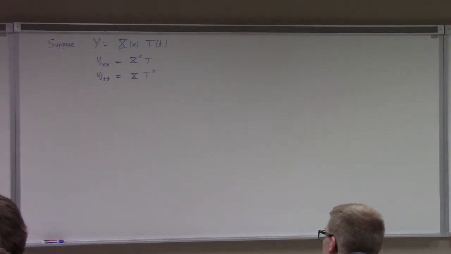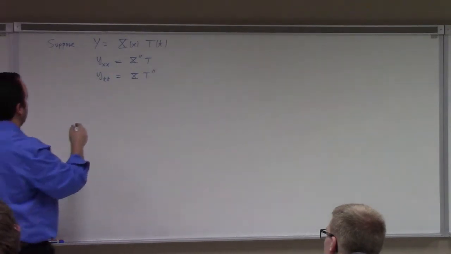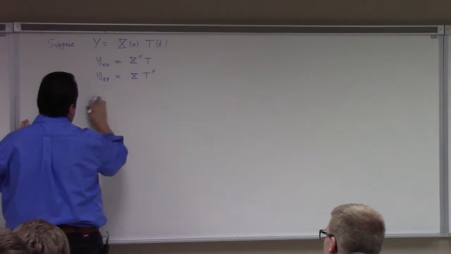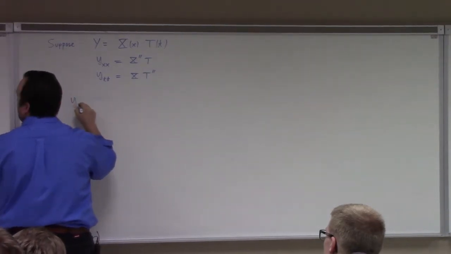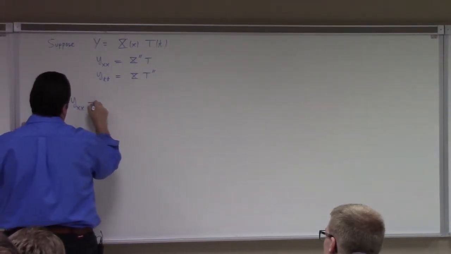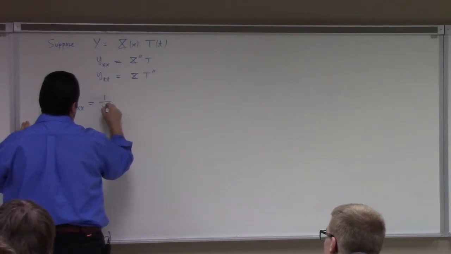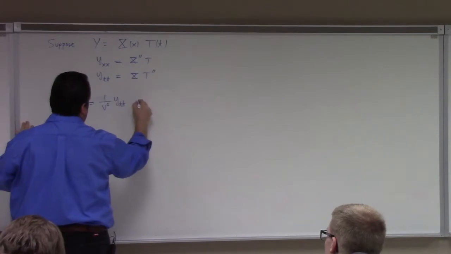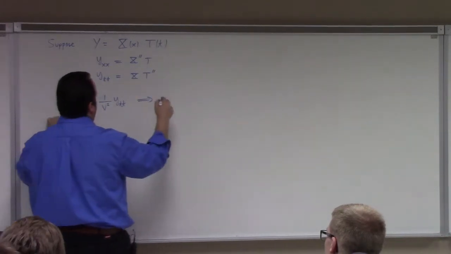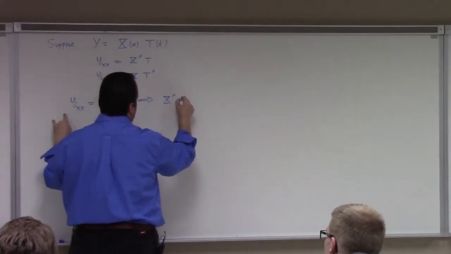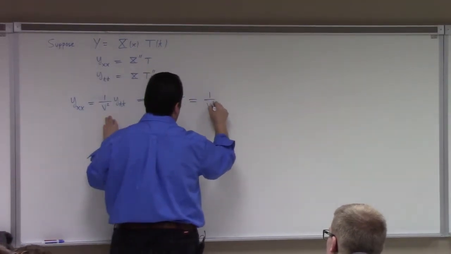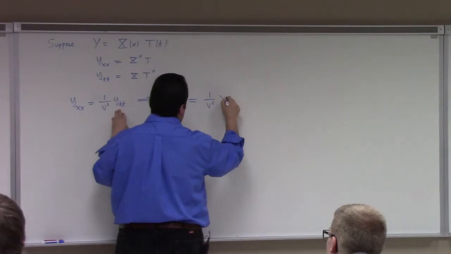Fixed positive constant, actually. And, all right, so let's plug it in. What do we get? We get y_xx equals 1 over v squared y_tt, right? What's that tell me? That tells me that X'' T is equal to 1 over v squared X T''.